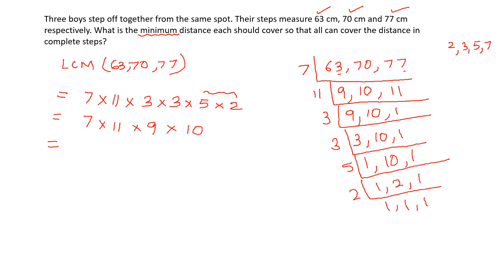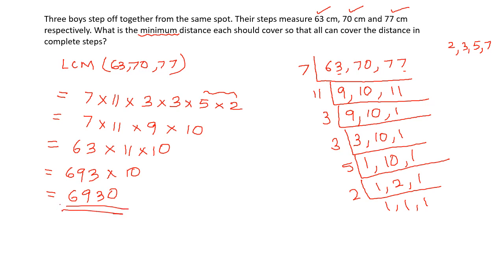Now what do you get? 7 into 9 is 63. 63 into 11 into 10. Multiplication by 11 I have already told you. So what number do you get? This will be 693 into 10. That is equal to 6930.